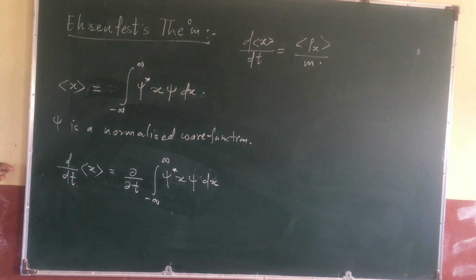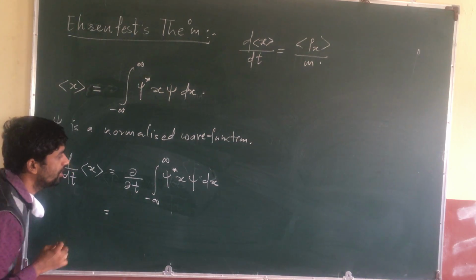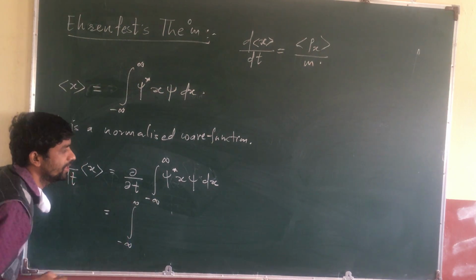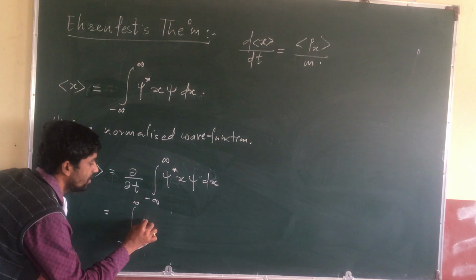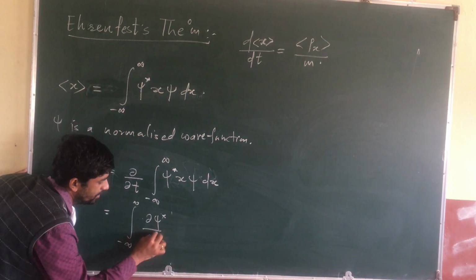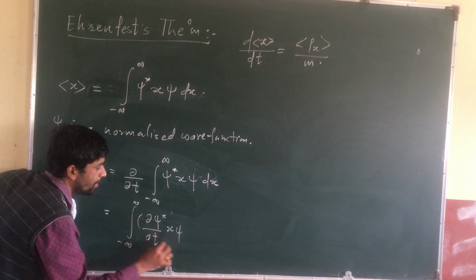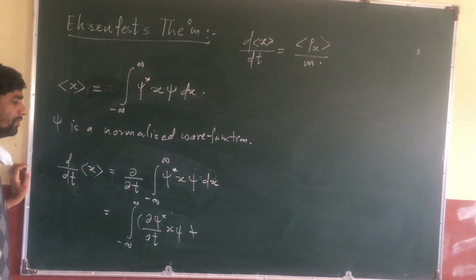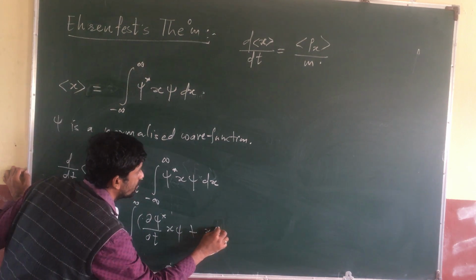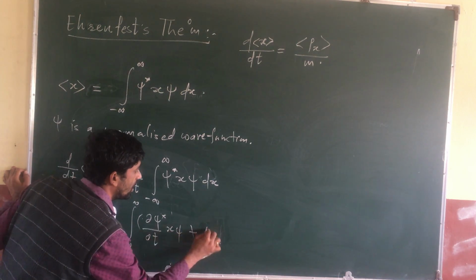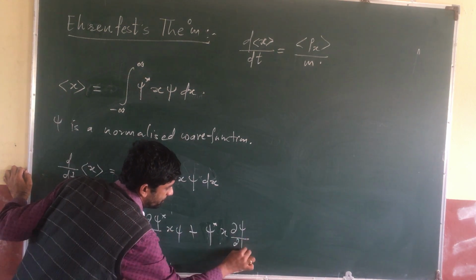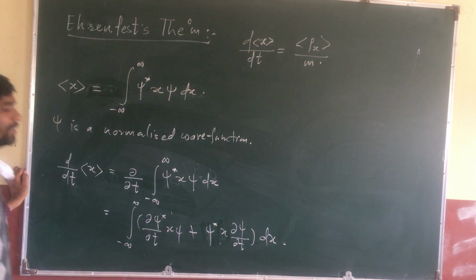Okay, so now this can be written as, integrating from minus infinity to plus infinity. I can write this expression as d⟨x⟩/dt = ∫ (dψ*/dt) x ψ plus the second term, ψ* x (dψ/dt), dx.